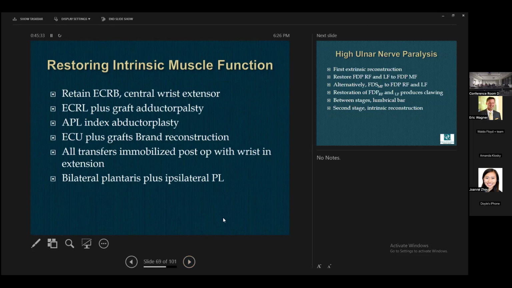So one approach to the patient with intrinsic minus hand, if you really have time and want to do a lot of work in one day, is you can retain the ECRB and do the ECRL as the adductorplasty. You can do the index abductorplasty. You can use the ECU to do the Brand reconstruction, and you can do that with bilateral plantaris, so possibly one plantaris and an ipsilateral palmaris longus, and all of those transfers are immobilized with the wrist in dorsiflexion.